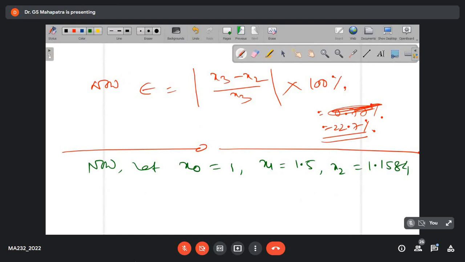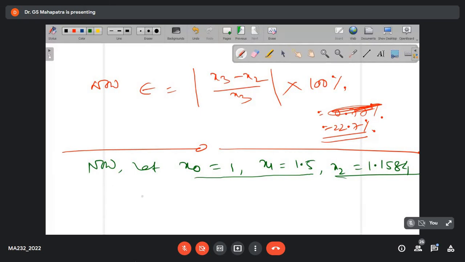You might have a question, sir, it is 1, then 1.5, then 1.1584? It's not a problem, it's a parabola. Now the 3 points may be here also, so the parabola is like that. It decreases, then increases, then decreases, then again increases. No problem. So these are the 3 initial approximations now.